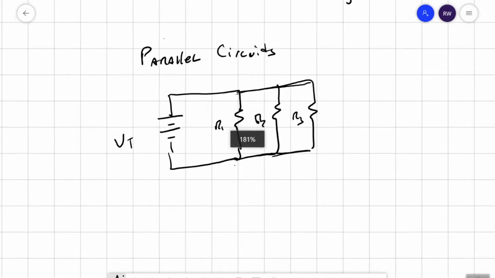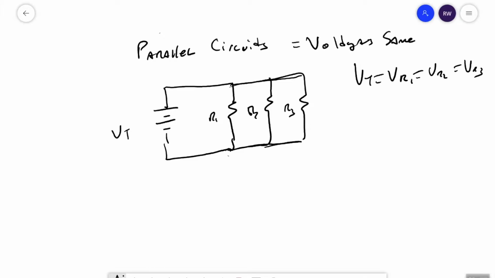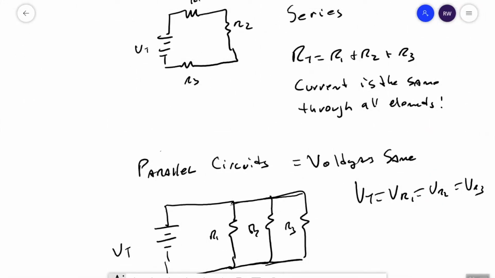Unlike a series circuit, where the currents are the same, in a parallel circuit all of the voltages are the same. VR1 is equal to VR2 equals VR3. So parallel, voltage is the same. Series, current, the same.